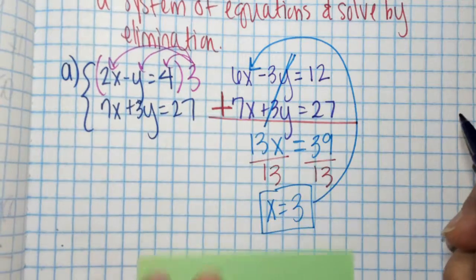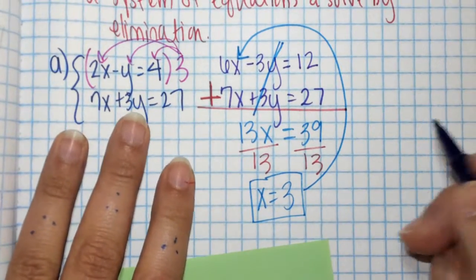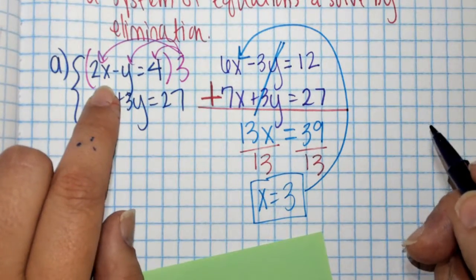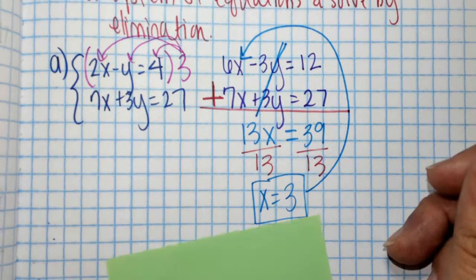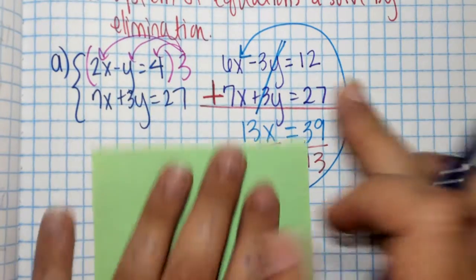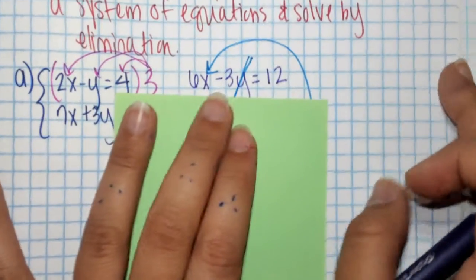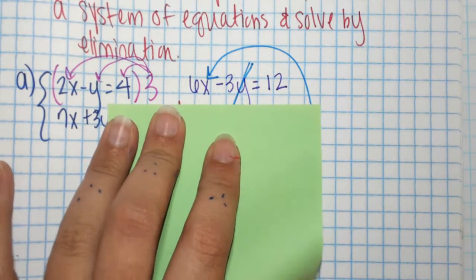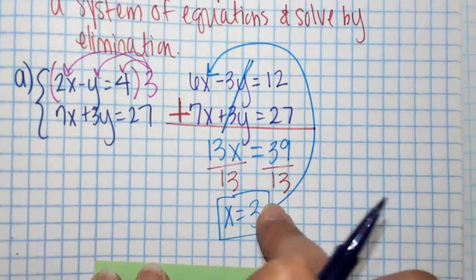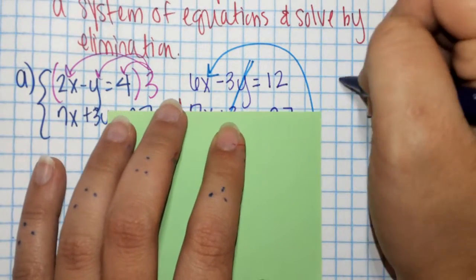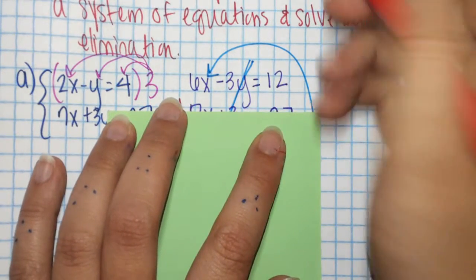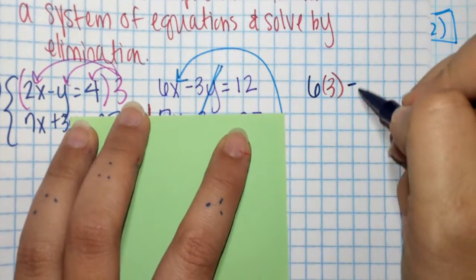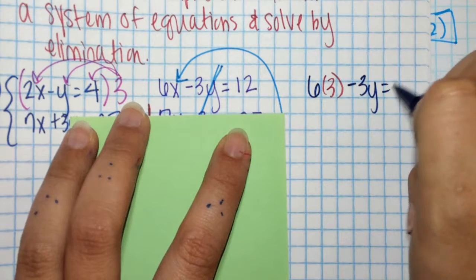I know that we have to plug in, but would it be okay if we plug it into the original one? You can plug it in anywhere. Alright, so we're going to take this 3 and plug it in right here. Are we replacing x with 3 or are we replacing y? We're replacing x because it says x equals 3. So we're going to write 6 times 3 minus 3y equals 12.